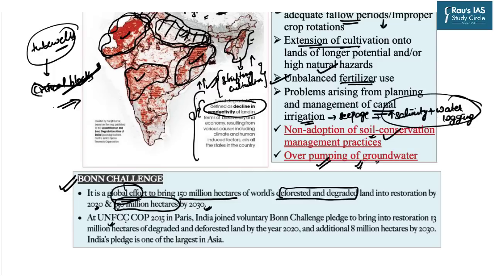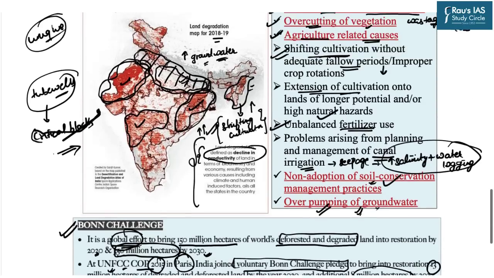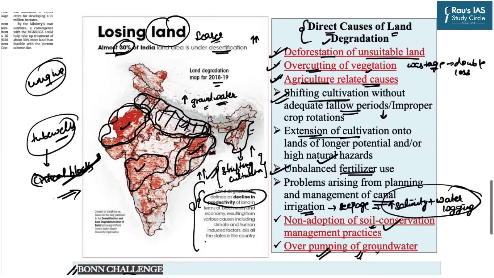At the United Nations meeting for climate change in 2015 in Paris, India joined this voluntary Bonn Challenge pledge, and it pledged that it will restore around 30 million hectares of degraded and deforested land by the year 2020 and an additional 8 million hectares by 2030. An interesting aspect is that India's pledge is one of the largest as far as Asia is concerned. Now, this was all about land degradation and desertification.